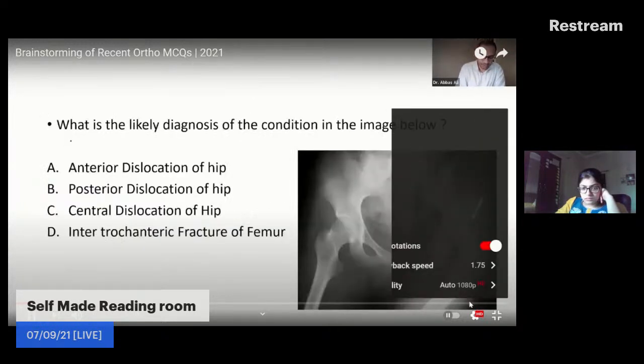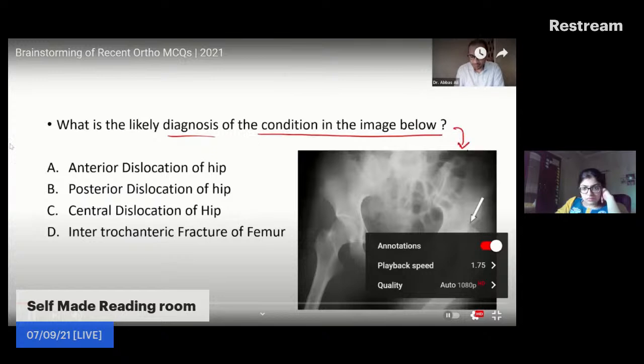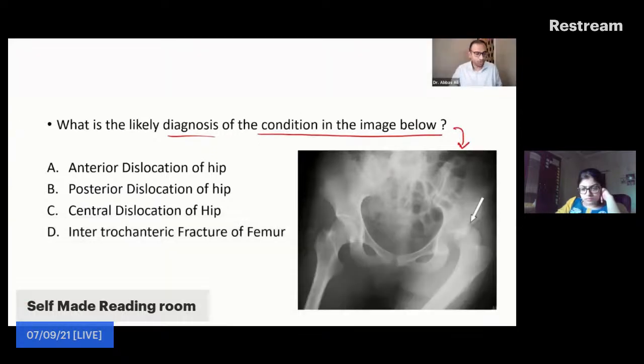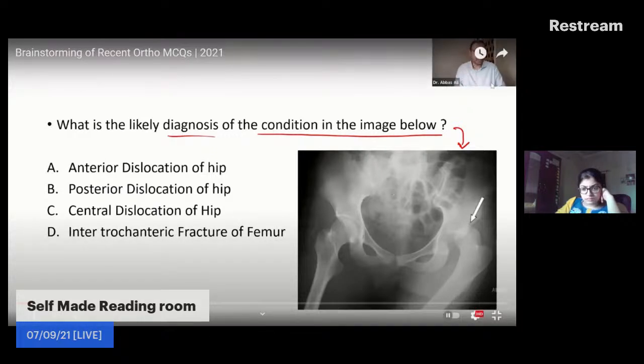Okay. So the first question is this: what is the likely diagnosis of the condition in the image below? Come on, start. Fire! I want more answers faster than the speed of light. Yes. We need to quickly revise orthopedics.